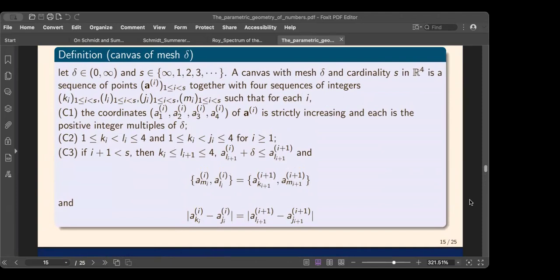I found the condition, yes, because K corresponds to valley and L corresponds to peak. Yes.